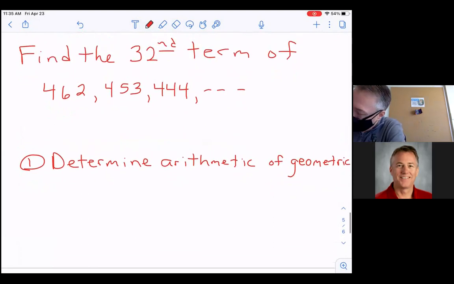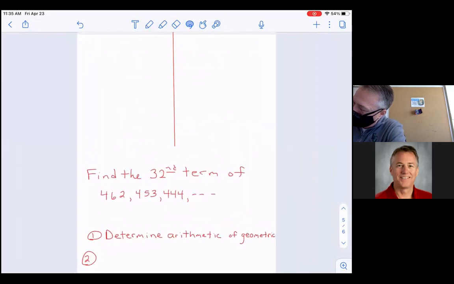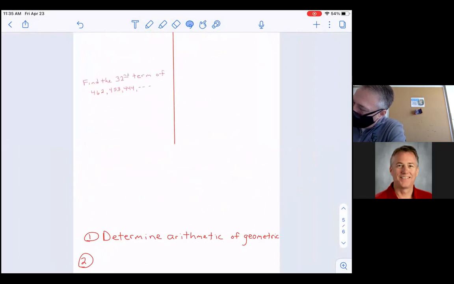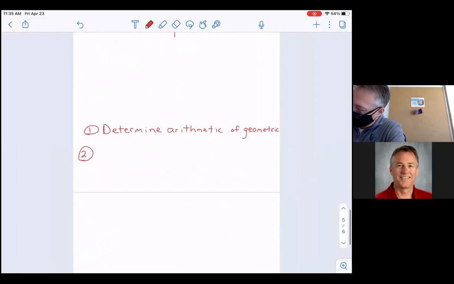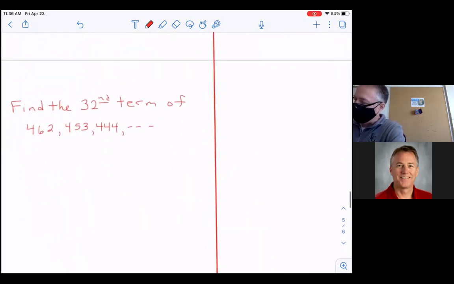Once you've determined if it's arithmetic, let's take that and put it on the arithmetic side. So I now know that it's arithmetic. The second thing we want to do is find D, or R if it's geometric. So we want to find D in this case.